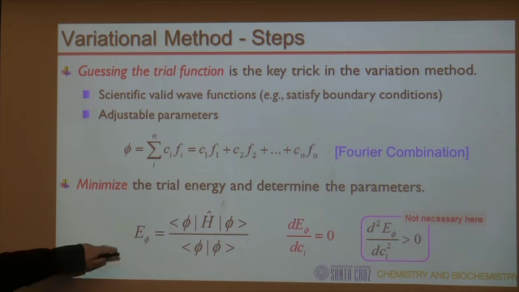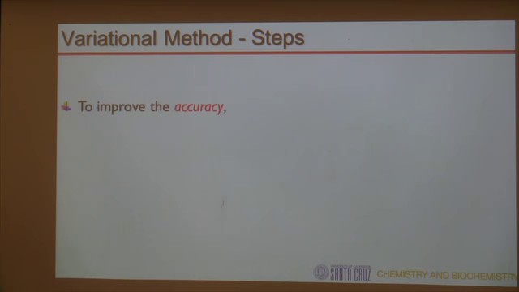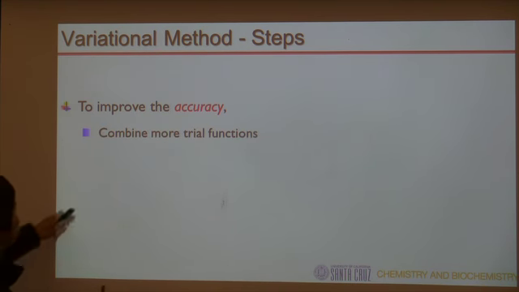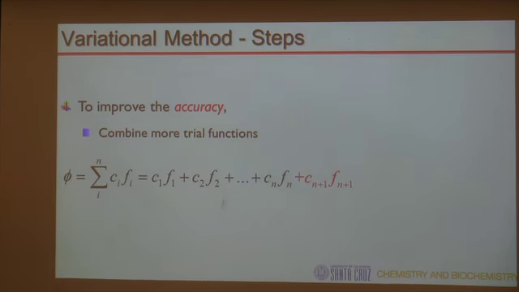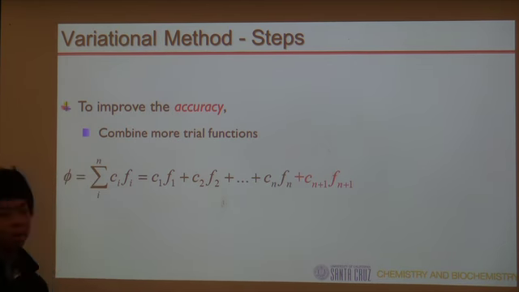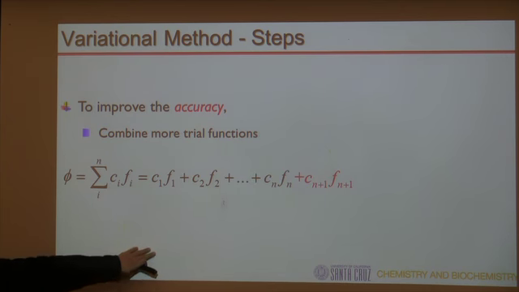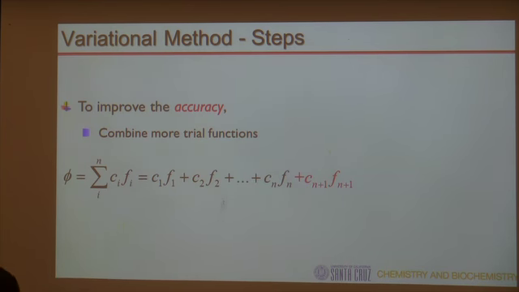Are there any questions about this? If not, how can you improve the accuracy? The accuracy is the difference between your trial energy level and the exact energy level. You improve it by combining more trial functions. You can combine 1 more, 2 more, 3 more, but you also increase the amount of calculation you need to do. But nowadays, most of these methods are carried out by computer software. They have programs to do this, so it can be finished within some time.